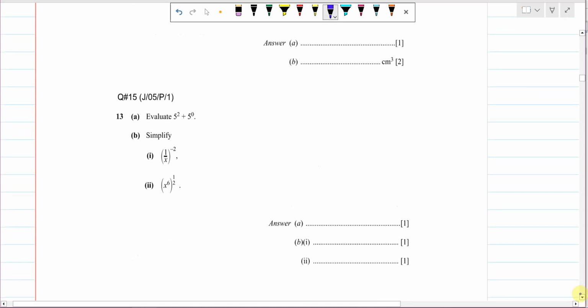15. Evaluate 5 power 2 plus 5 power 0. So 5 power 2 is 25 and anything with 0 power is 1. So you got 26. Next one.